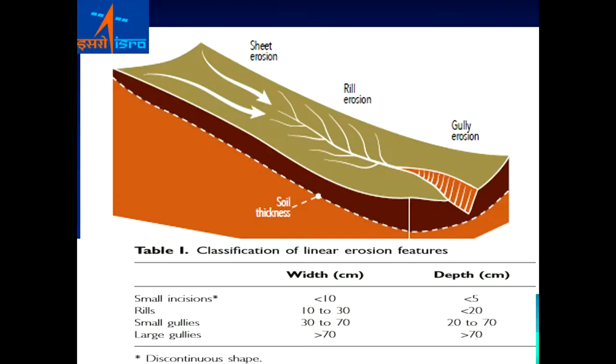So these are called gullies, and sometimes it is like a stream, or streams are basically primary gullies.